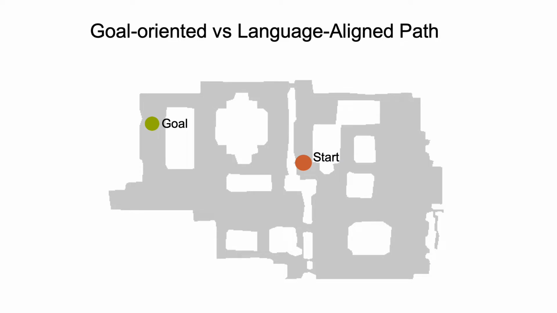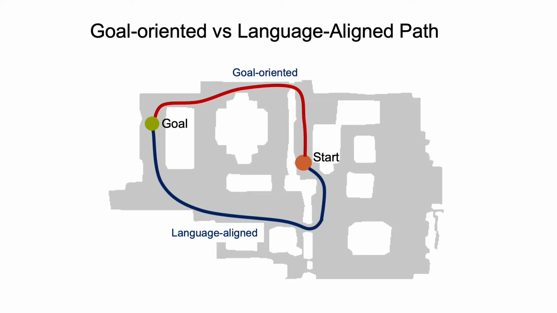In the initial VLN-CE work by Krantz et al., the agent is trained using a goal-oriented supervision. At each step of the navigation, it is supervised with actions based on the shortest path from the agent's location to the goal. However, the shortest path to the goal is not always the same as the path corresponding to the instruction. In this work, we propose to supervise the agent with actions that take the agent towards the language-aligned path.